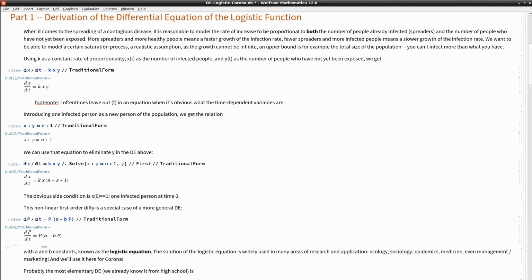and it's a special case of a more general differential equation, which is called the logistic equation. In this equation we have a and b as constants, and the solution of the logistic equation is widely used in many areas of research and application. In ecology, sociology, epidemics, medicine, even management and marketing. It's widely applicable where we have certain saturation processes going on.